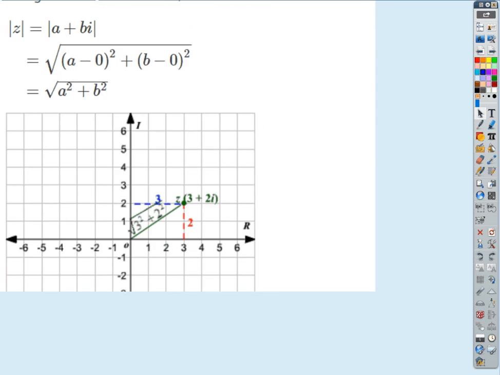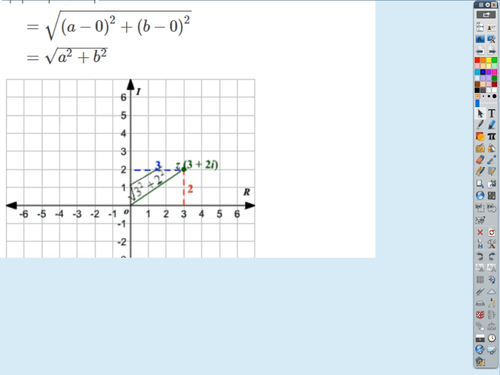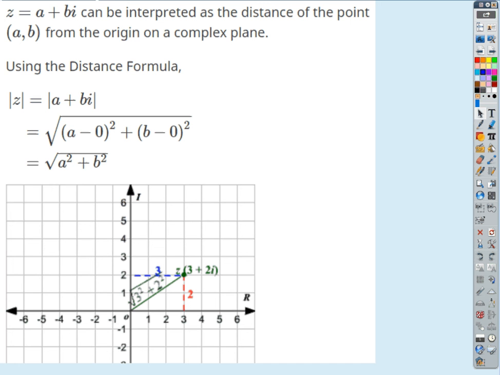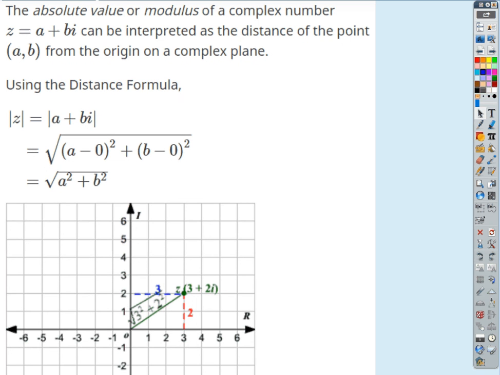One other advantage of this is when we use the complex plane and we want to come up with the size of the complex number. A lot of times people call this absolute value. It's really not absolute value. People say that all the time, but the technical term for this is the modulus. The modulus of a complex number is just its distance from the origin in the complex plane.